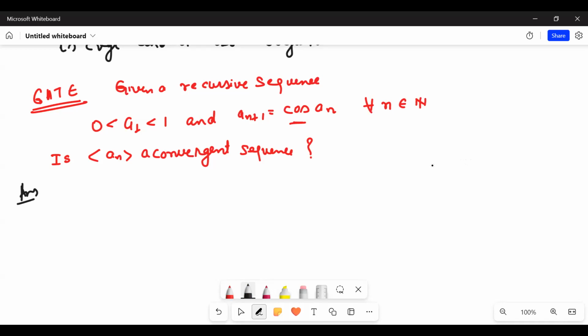But here, a(n+1) is equal to cos of an, and cos is an oscillatory function. Since cos is an oscillatory function, it will not let an be a monotone sequence. So what is the good way? The good way is to use subsequences.